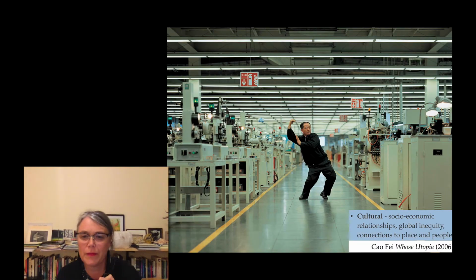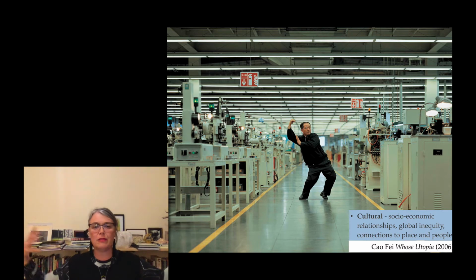So we might look at a work like this by Chow Fei called Whose Utopia, in which workers in factories dance their fantasies, dance their imagined worlds after hours. And in it, Chow Fei helps us to think about cultural relationships, so socio-economic relationships between people, connections between place and people. But she does it through imagination. This is a film which you watch in an art gallery. It's an imagined space, but also a real space for these workers.